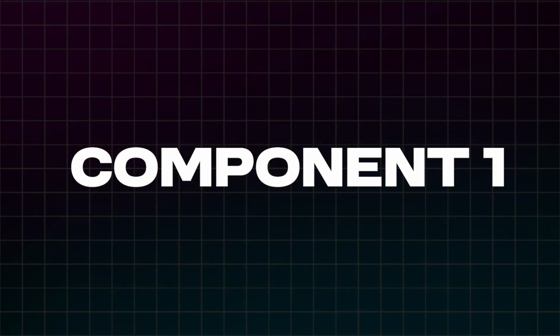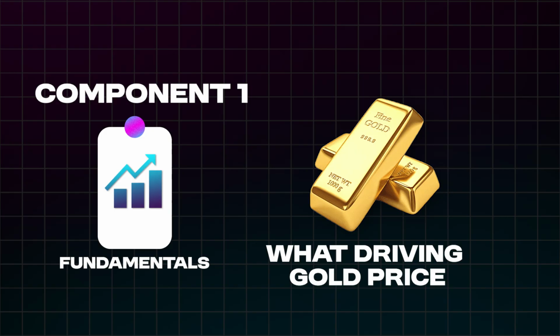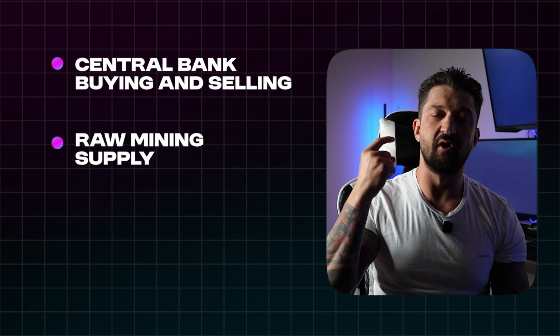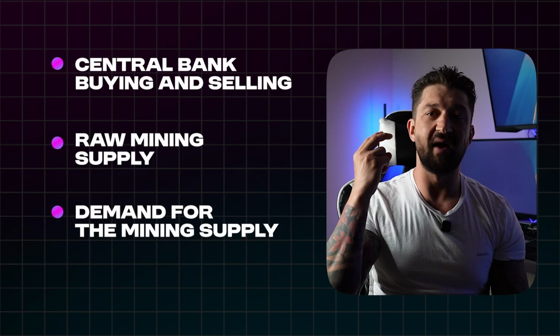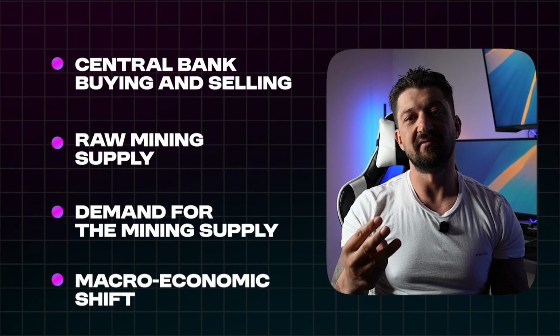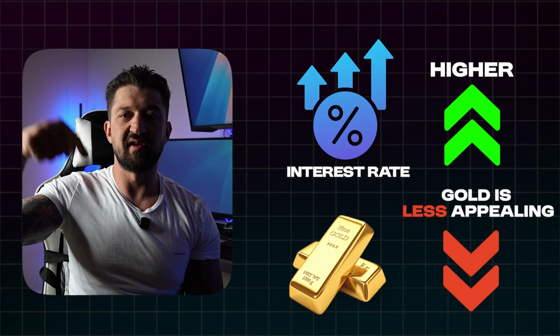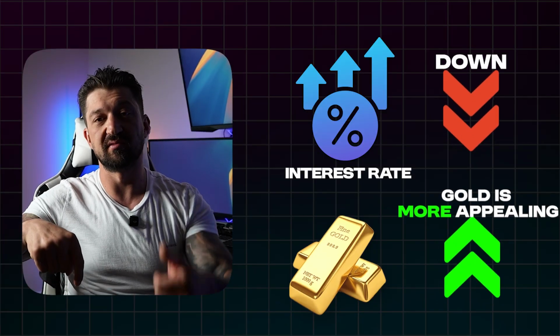So component 1 is fundamentals. What's really driving gold price? The real drivers behind gold are global forces. You have your central bank buying and selling, you have your raw mining supply, you have the actual demand for the mining supply, and then you have the macroeconomic shift. Then we layer in the interest rates of the US dollar, and that gives us more of a reading. So if the interest rates are higher, gold is less appealing. If the interest rates are going down, gold is more appealing. These aren't just economic stats, they actually shape the movement of the asset day to day.